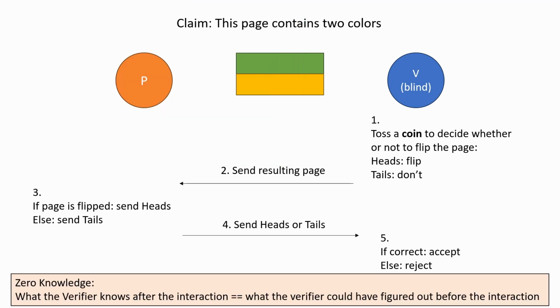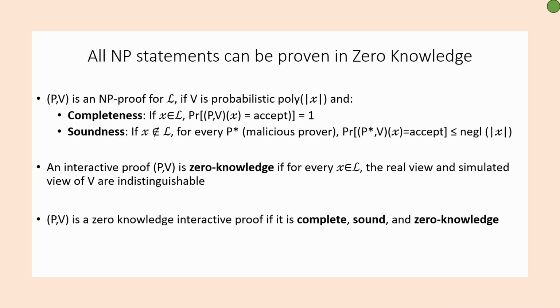After this interaction, the verifier has not learned anything new. Specifically, it doesn't know what either of the two colors are. We showed with the two-color example that by using randomness and non-trivial interactions, we can prove the claim with zero knowledge. Furthermore, we can say that by using this technique, all NP statements can be proven in zero knowledge.